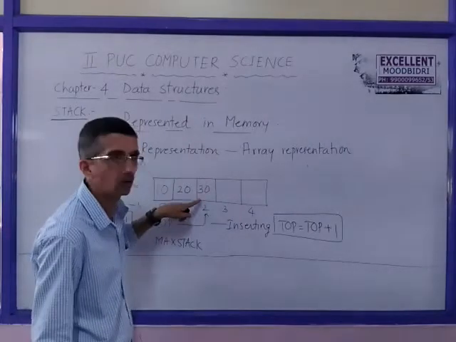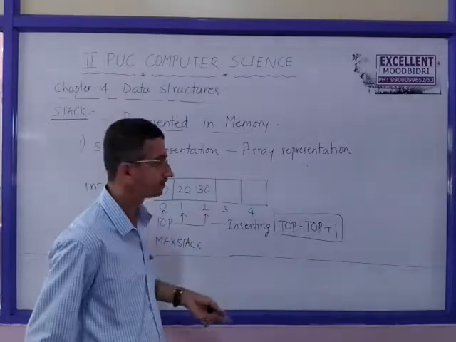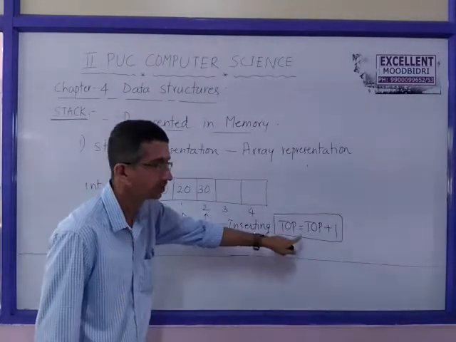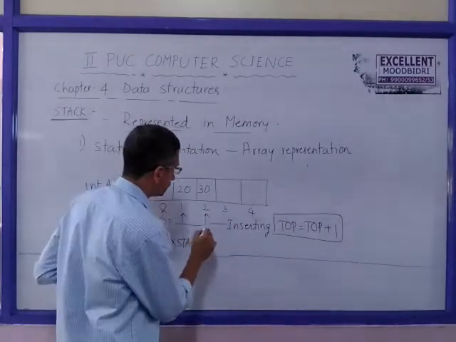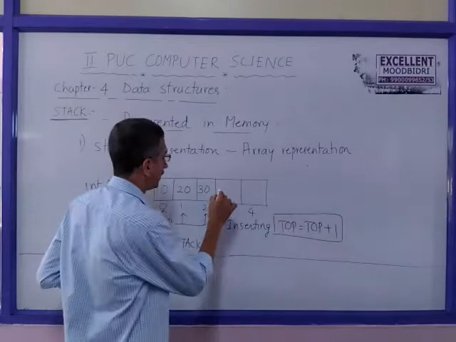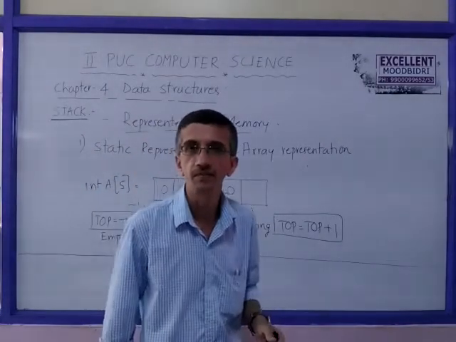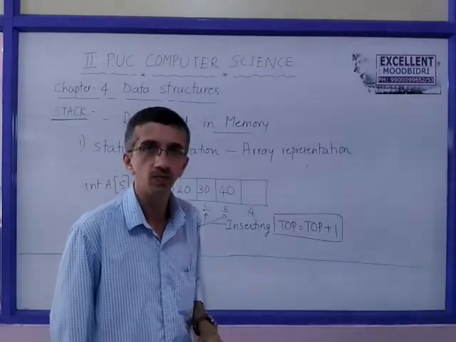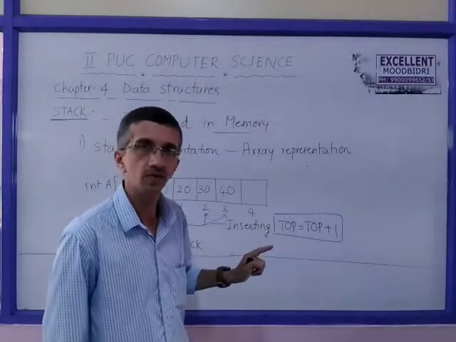Which is the top item now? Top item is 30. Suppose you have to insert one more item. Increment the top. So far top is 2. Top becomes 2 plus 1, 3. The top points to this index. Insert one item, suppose 40. The new item into the stack is 40. Which is the top now? Item 40. Top indicates the position. Top item is 40. Correct?